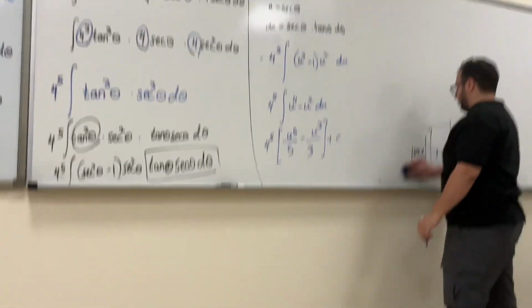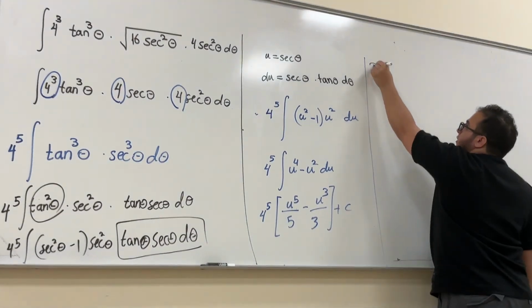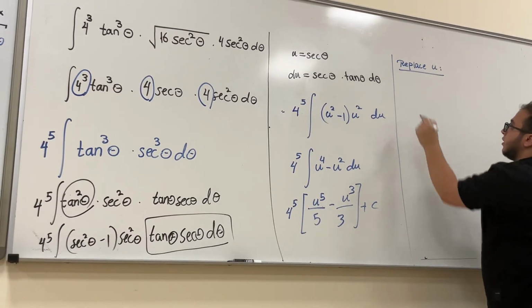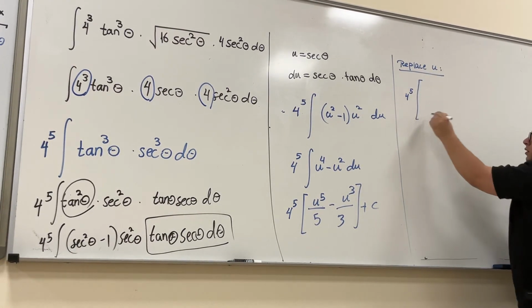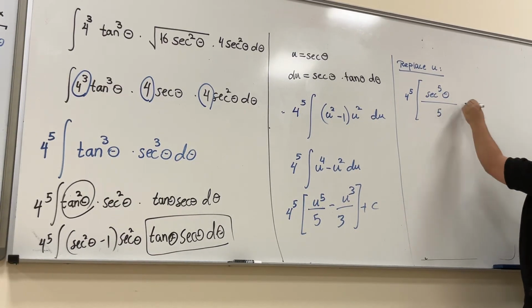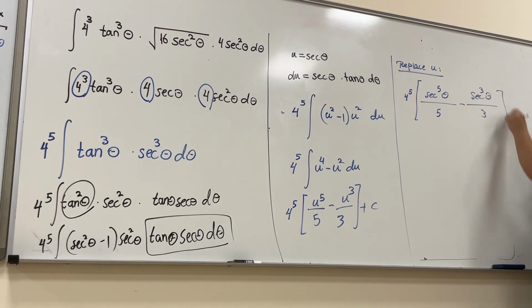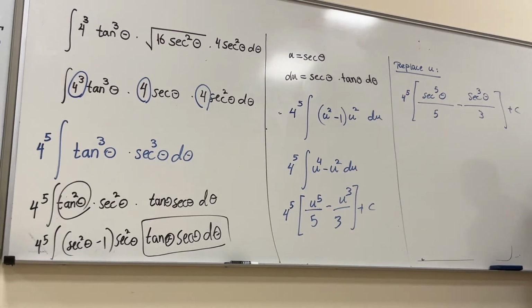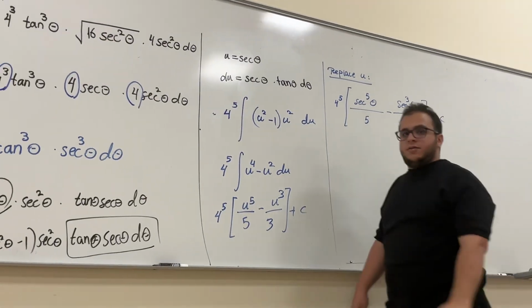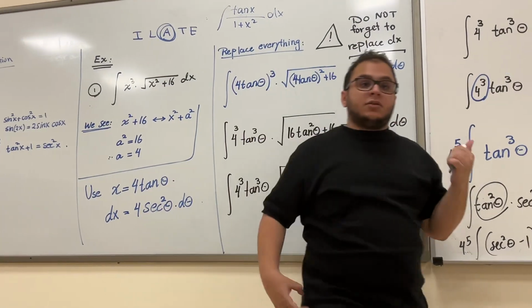Okay. Now we're going to replace u back with theta. Replace u. What do I get? Secant^5 theta, theta not x, and then secant cubed theta plus c. If you stop here, it's wrong. Because again, I gave you the question in terms of x. You have to give me the answer in terms of x.